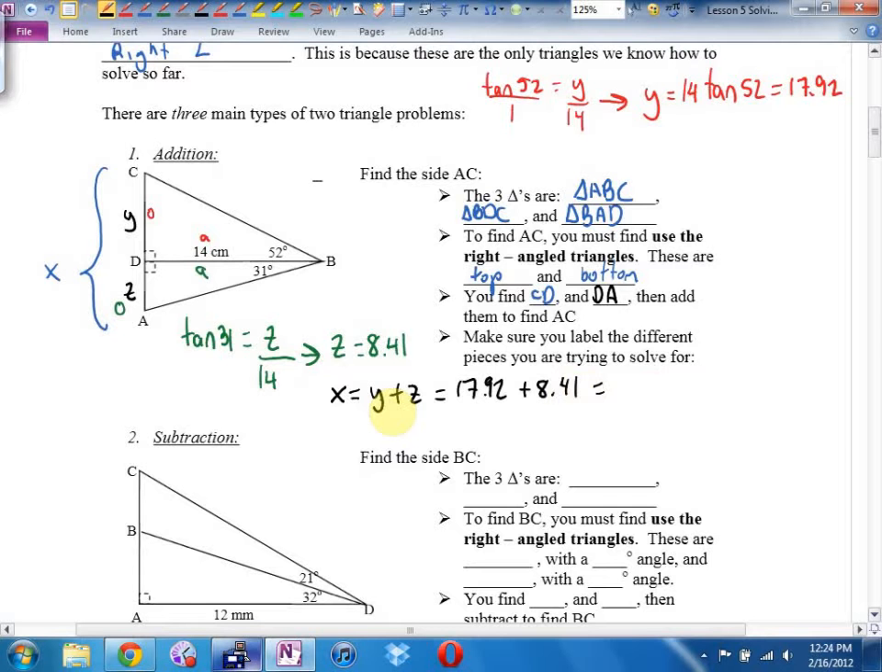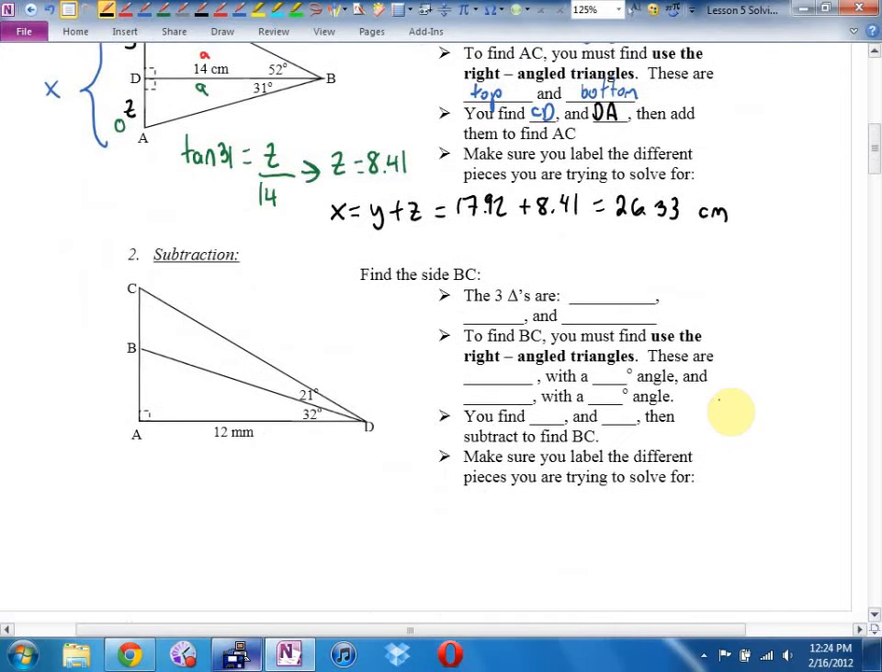Binder, what'd you get? I heard 26.33. Anybody else? Okay. So units, are there? Yeah, centimeters. So some of the questions in the homework will be questions like this. You're going to solve two separate triangles and add your results. The trickier ones are the ones that involve subtraction.